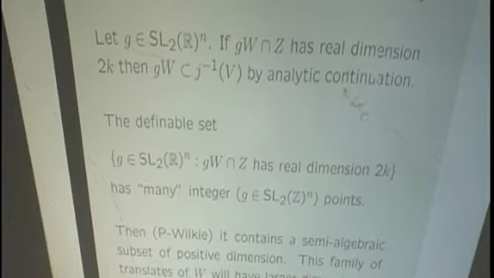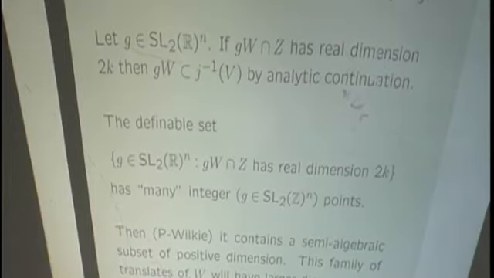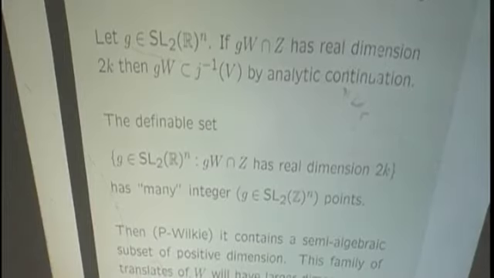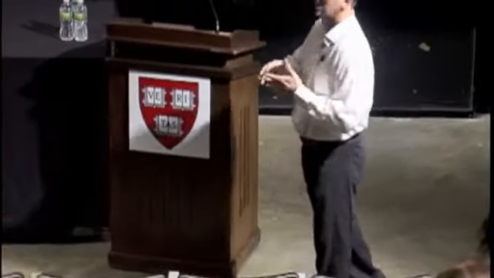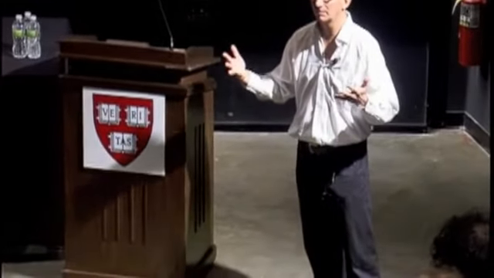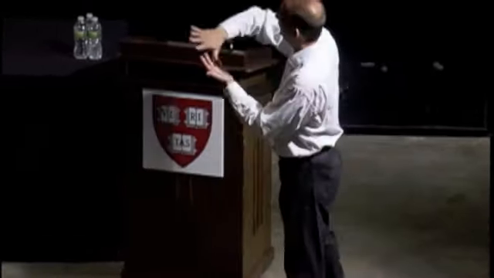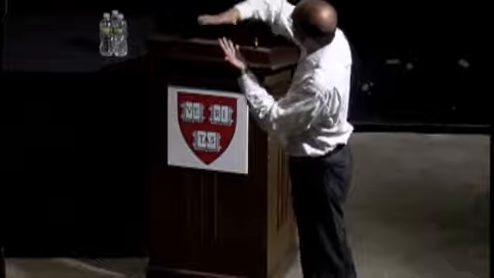And also, it has many integer points because it has a lot of SL2Z points in it. And so by my theorem with Alex, it contains a positive dimensional semi-algebraic set. But that gives me essentially a deformation of this W, which is entirely contained inside the preimage of V. And you can complexify it. It's a real one, but you can complexify it. And if that deformation moves W, then it will give you a set of larger dimension. But we said W was maximal, so this family must somehow translate W along itself. It stabilizes W.